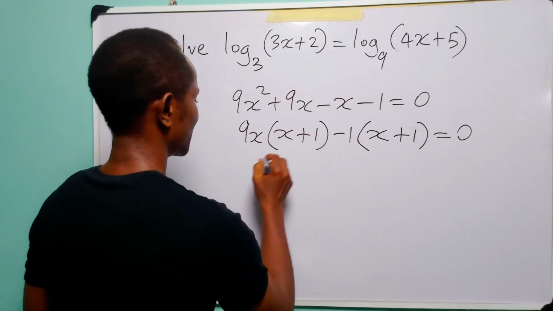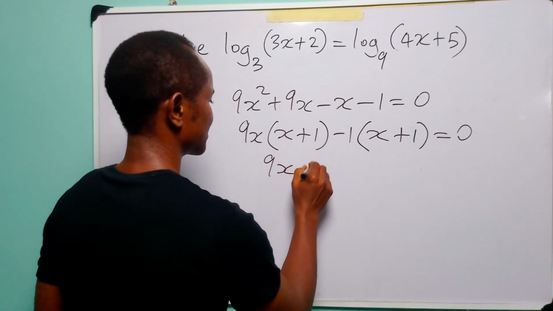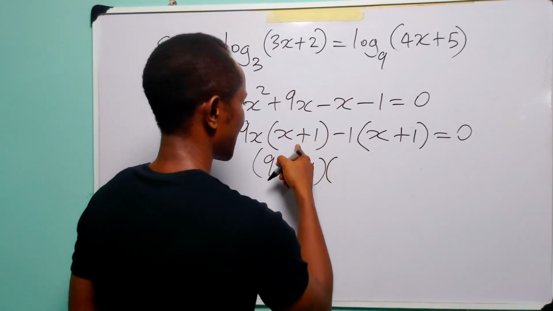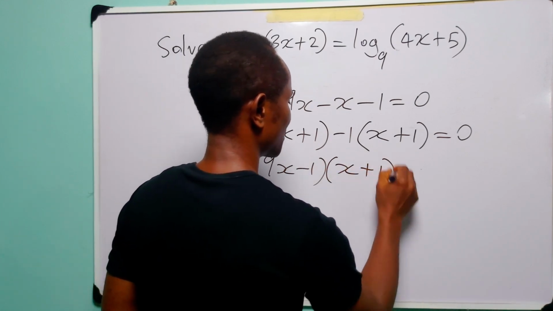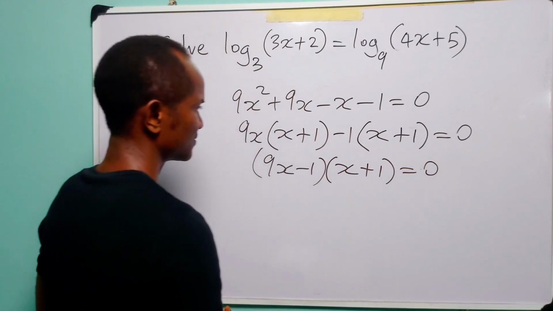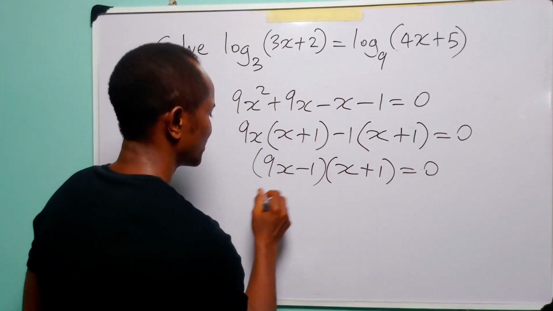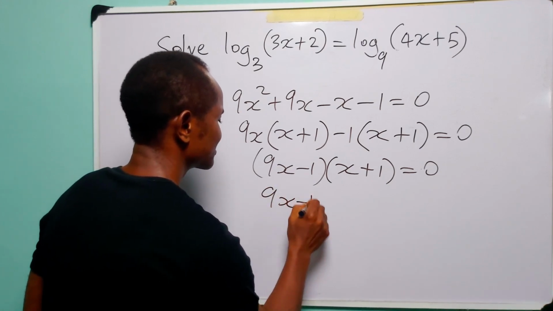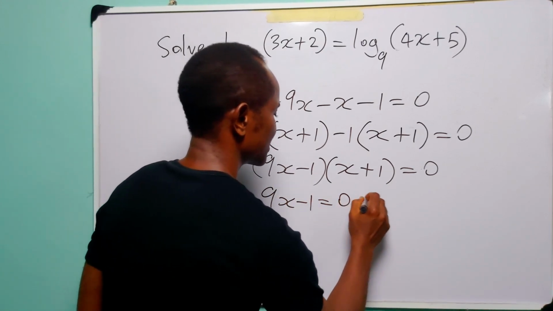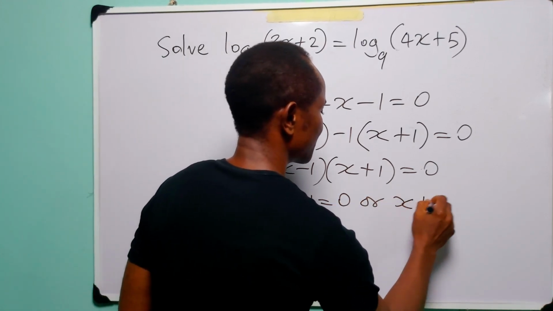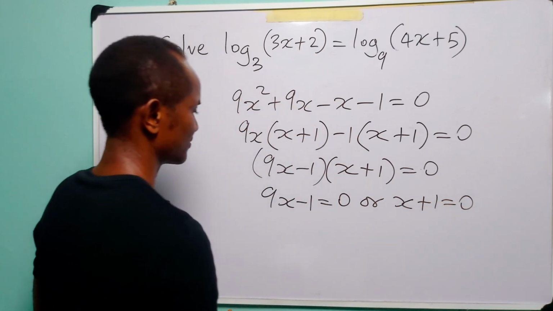We collect the factors. We have 9x minus 1 and x plus 1 to be equal to 0. And of course, from here we have that either 9x minus 1 is equal to 0 or x plus 1 is equal to 0.